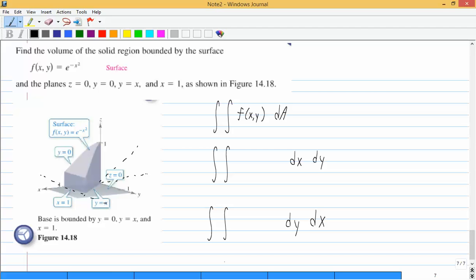Now we have our surface, so our surface isn't going to change. Our surface is the same for both integrals, e to the negative x squared. So if we look at this thing, let's try to imagine what this would look like in 2 dimensions, if we were just looking at this in the xy plane. Well, I guess we would be looking at it on the back side. But it would be kind of a triangular region.